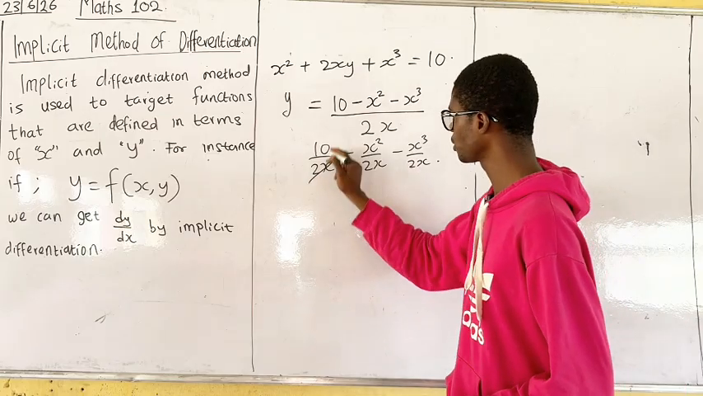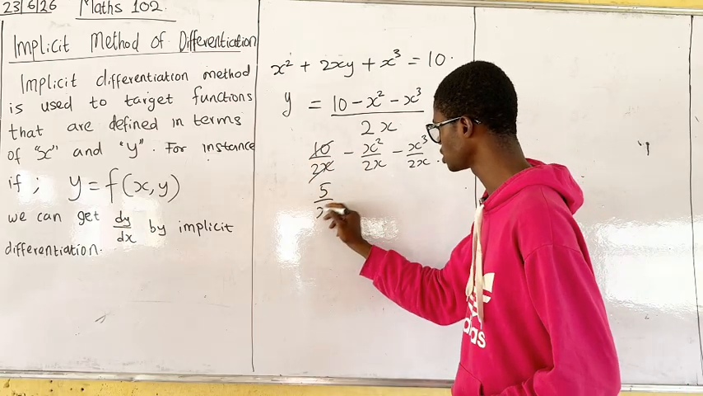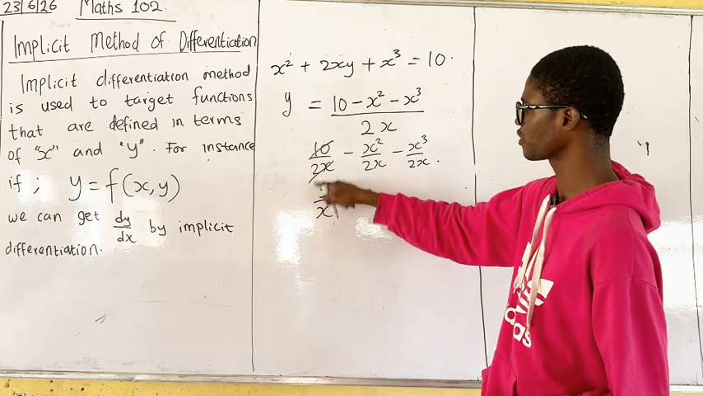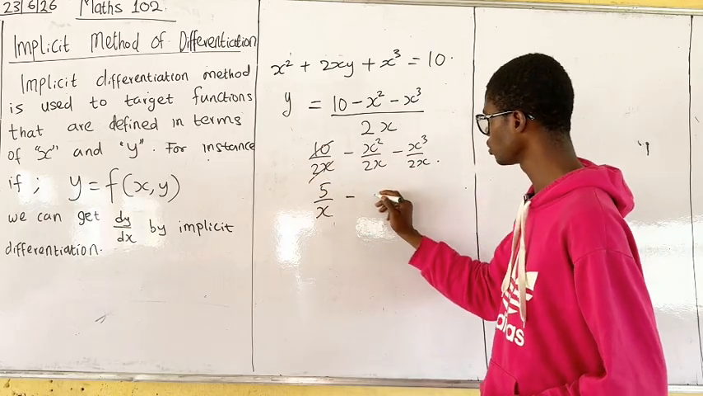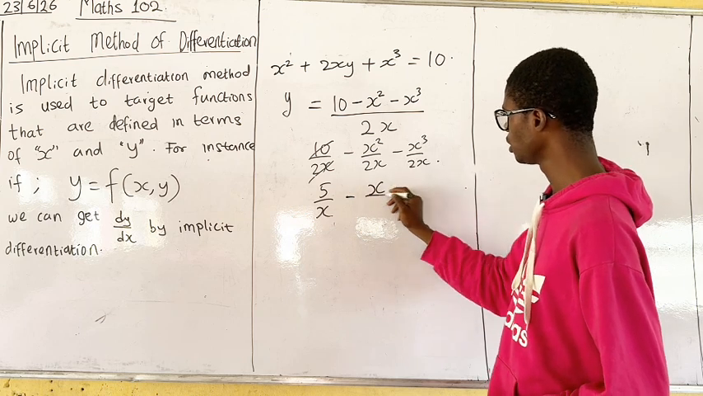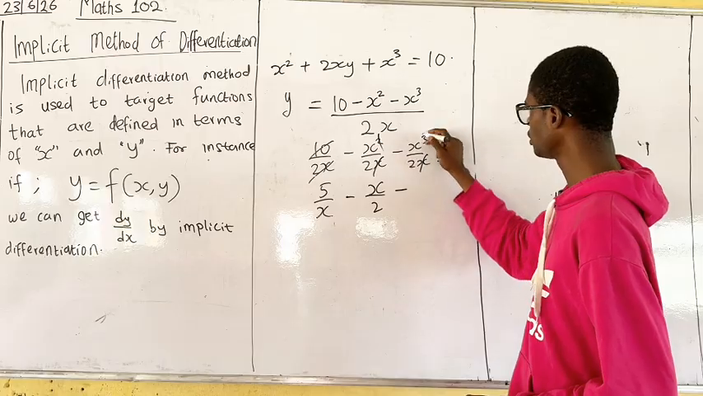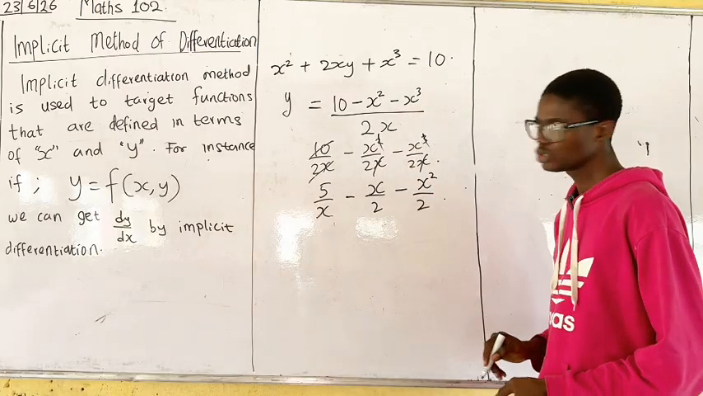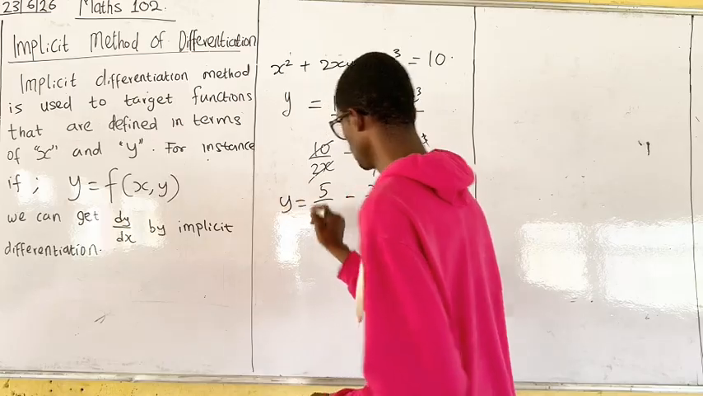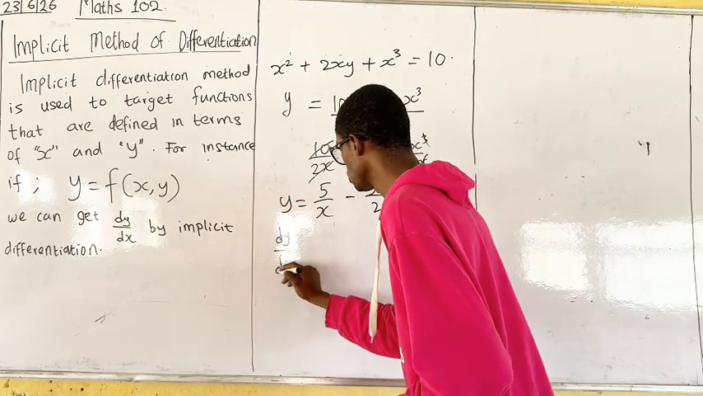If I break this down, I'll have 5 over x, because 5 can go here and 2 goes here, 5 and 1. So minus x will remain over 2, because one of the x will go with this. Then minus x squared over 2, because one of the x will go with this. Now this is y. I just made it look simpler. So find dy/dx. What will it give you?